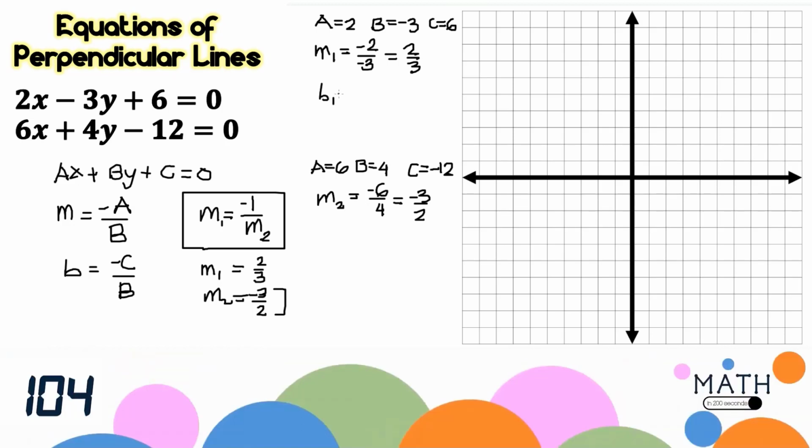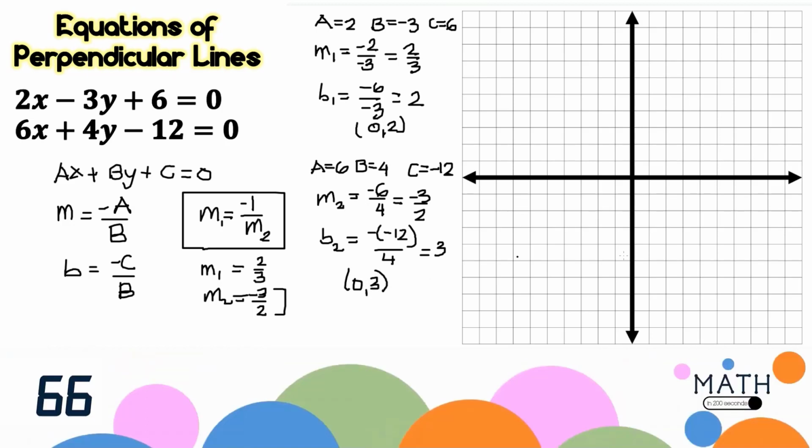The y-intercept of the first is given as negative C over B, which is negative 6 over negative 3. Therefore, this is positive 2. In point form, this is actually at (0, 2). For our second equation, the y-intercept is negative C, which is negative of negative 12, over 4. This is actually given as positive 12 over 4. You will have here 12 over 4 is 3. So in point form, it is (0, 3).